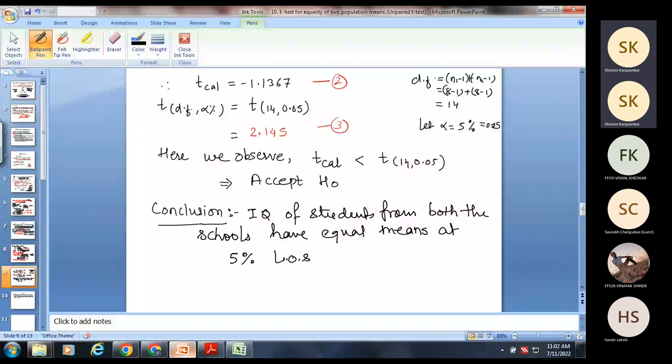do not forget to write the level of significance, because it is accepted at H naught. It doesn't mean that it will be accepted at other levels of significance. It may happen that it may be rejected at other levels, 1% or 10%, or maybe accepted. So it's a good practice to mention the level at which it is accepted or rejected, okay? Because the same will not be the case in the remaining levels of significance. So in this way, we have solved this example.